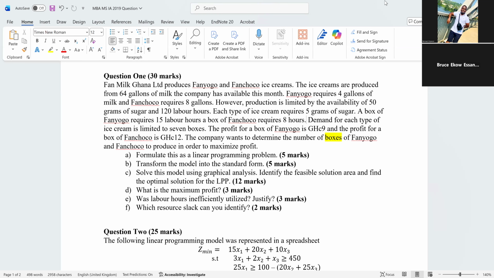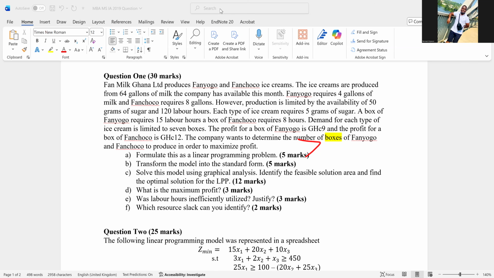Okay, so the statement says that the profit for the box of Fan Yogo is 9, and then that of Fan Choco is 12. So our Z max will be equal to 9x1 plus 12x2. Exactly. So we have our Z max, and it is a max because of the word maximize profit, equals 9x1, which is for Yogo, then 12x2. Okay, so it is a very simple 2-variable case. If you don't understand, you can raise your hand.